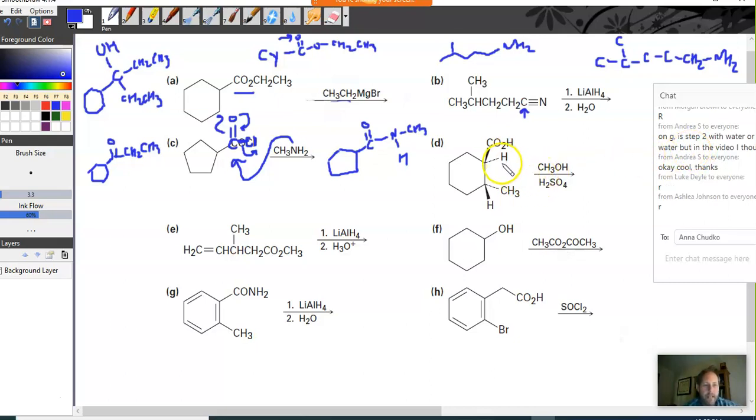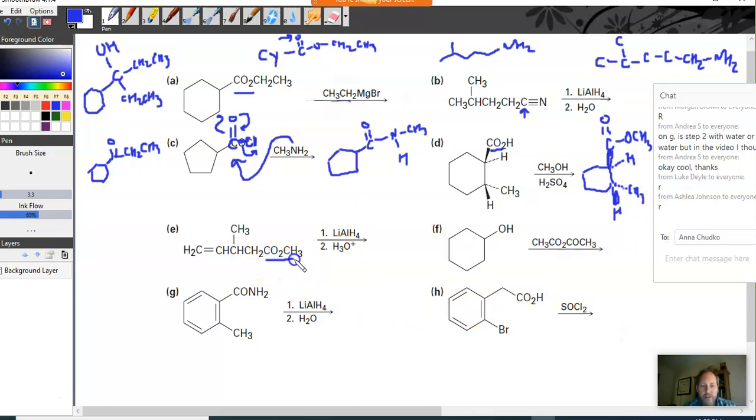Okay, this one is an ester, a Fischer esterification. You have a carboxylic acid and you have an alcohol. So you're going to form an ester on that carbon, on that group right there. So you'll have the methyl. It doesn't change any of the stereochemistry because none of the chemistry is happening to those actual carbons. And then you'll still have your hydrogens. So that would make an ester.